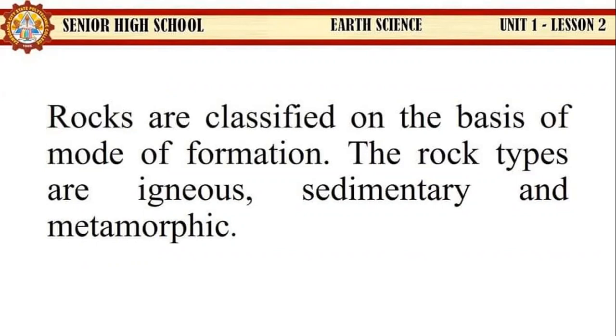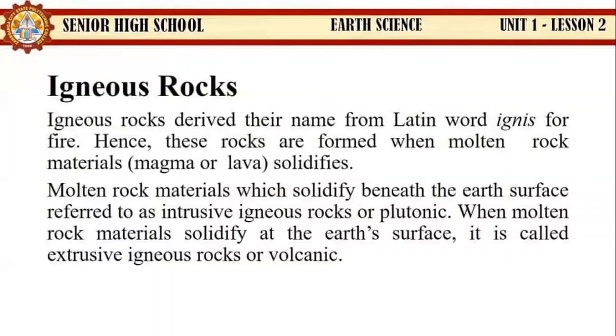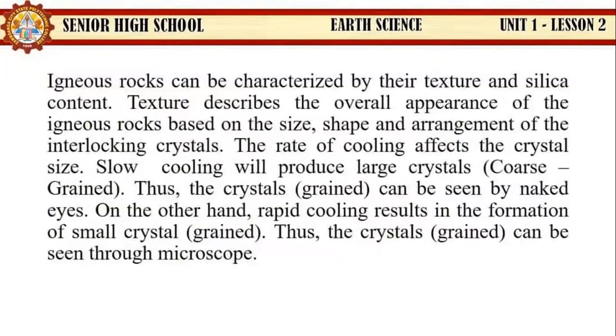Let's discuss each. Igneous rocks derive their name from the Latin word ignis, which means fire. Hence, these rocks are formed when molten rock materials like magma or lava solidify. Molten rock materials which solidify beneath the Earth's surface are referred to as intrusive igneous rocks or plutonic rocks. When molten rock materials solidify at the Earth's surface, we call them extrusive igneous rocks or volcanic rocks.